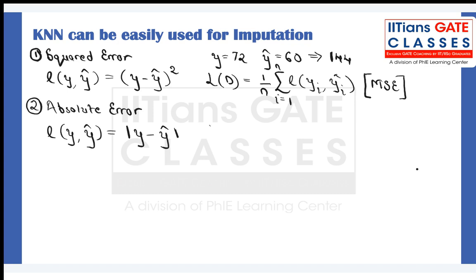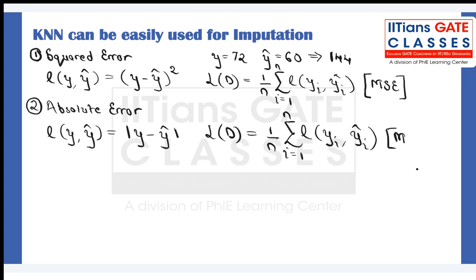And across a data set D, the formula is absolutely the same. No difference at all. i equal to 1 to n, the loss of yi comma yi cap. And this one again, you are taking the mean of it. Your loss function has changed. This is called MAE, or mean absolute error.